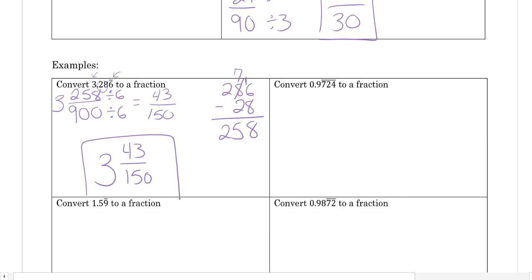Moving on, if I look at the next example, convert 0.9724 where the 7, 2, and 4 are repeating. We're going to convert that to a fraction. I see that the bar is over 3 values, so I have 3 digits repeating. So I'm going to put 3 9s in the denominator. I have 1 digit not repeating, so I'm going to put a 0 in the denominator.